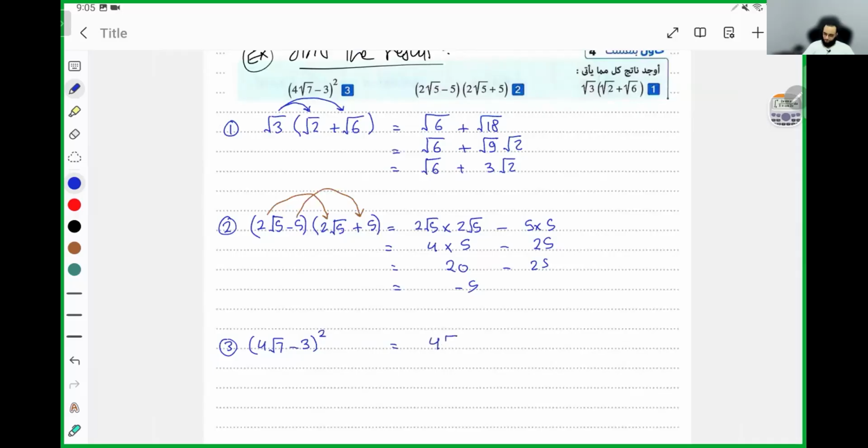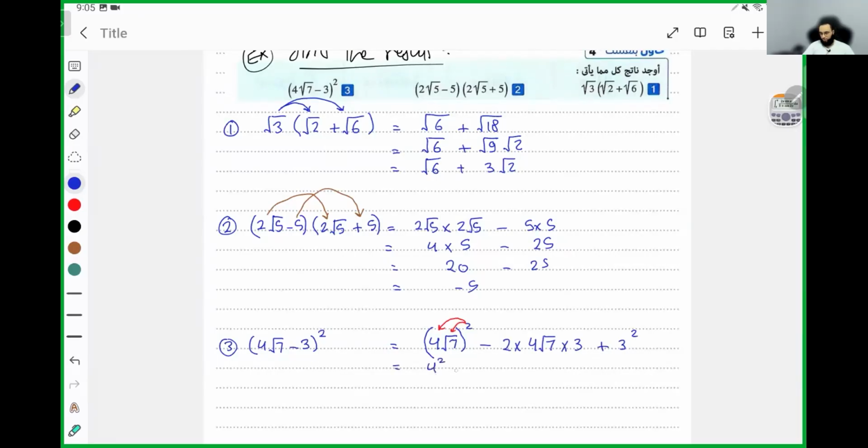4 root 7, all power of 2. Look, power of 2. Then the 4 is going to be power of 2, and the root 7 also is going to be power of 2. And the middle sign is negative 2 times the first times the second. All of the rest is positive. And put it power of 2.